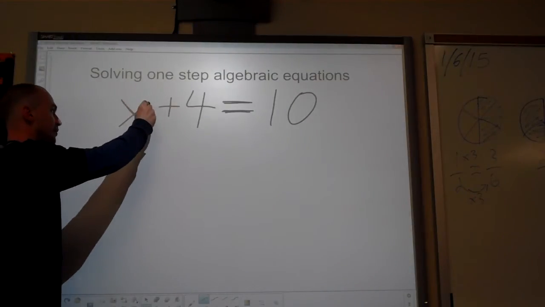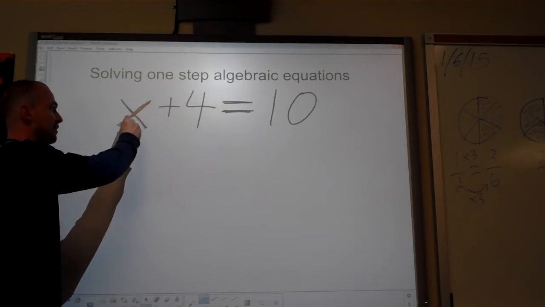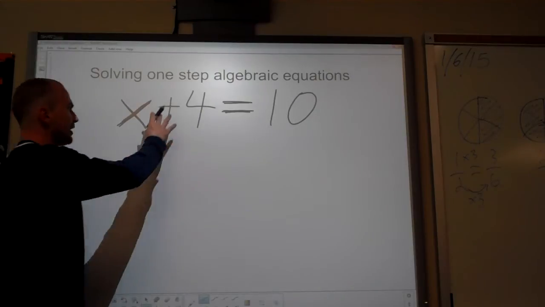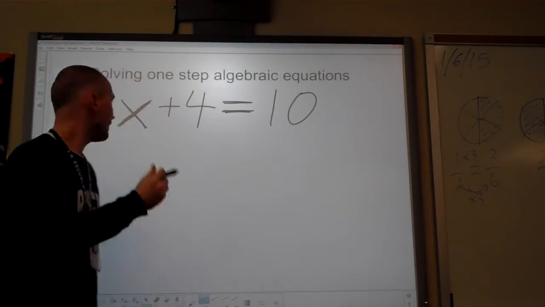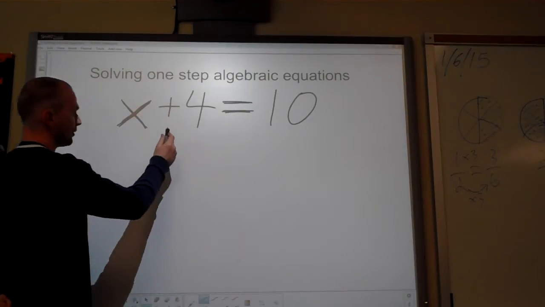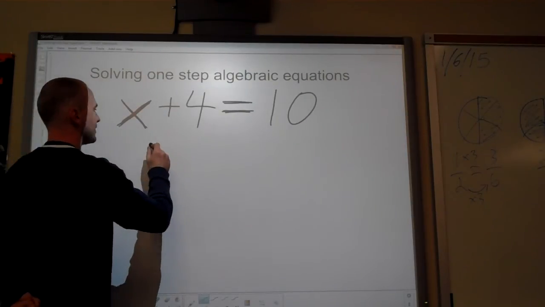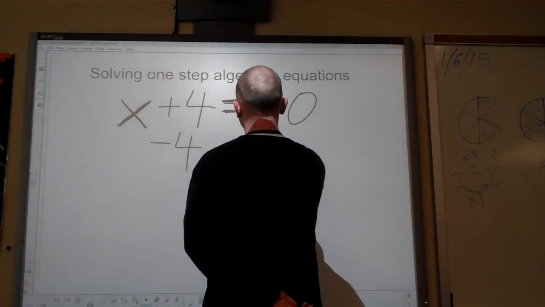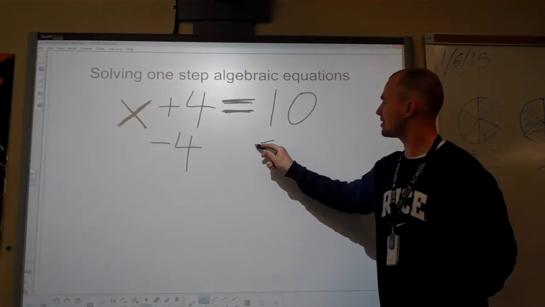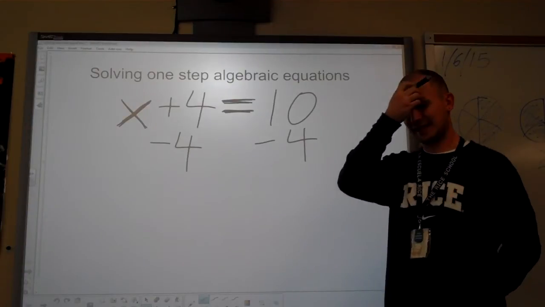X is our variable. We want to isolate x. We want to get it by itself. So we want to get rid of this plus 4. In order to get rid of a plus 4, we have to subtract 4. If we subtract 4 from this side, in order to keep this equal, we have to subtract 4 from this side.